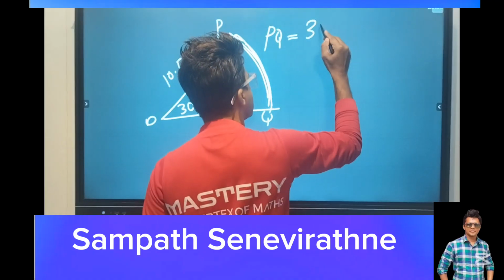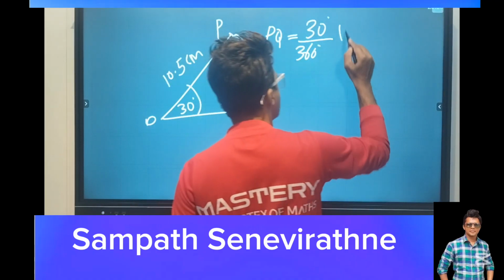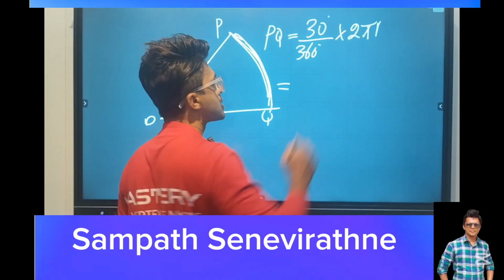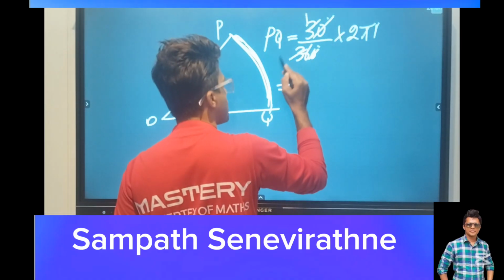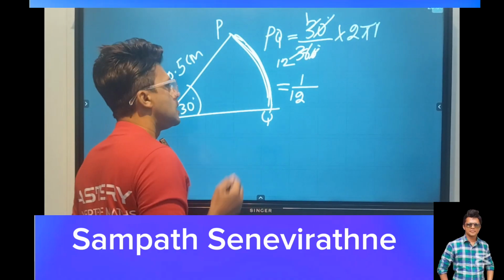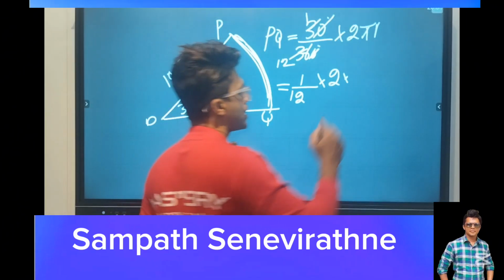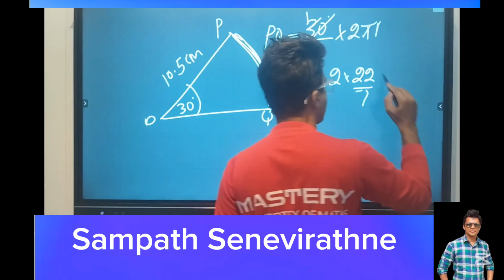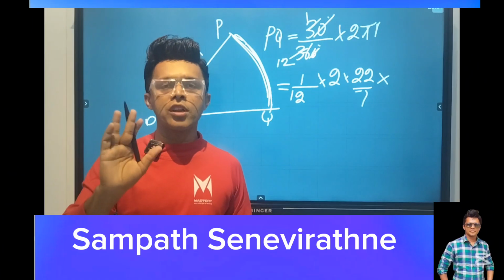Then 30 degrees over 360 degrees into 2 pi r. So let's simplify that. This 0 and this 0 can be cancelled out, 1 time and 12 times. So 1 over 12. And also 2 into pi equals 22 over 7 and r equals 10.5. Really, here I do not express that 10.5.